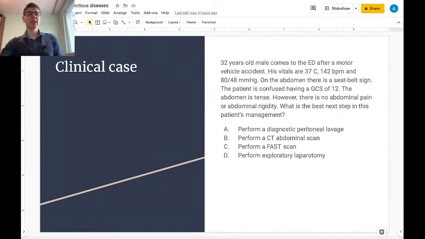What is the best next step in this patient's management? Do a diagnostic peritoneal lavage, do a CT abdominal scan, perform a FAST scan, or do directly an exploratory laparotomy.